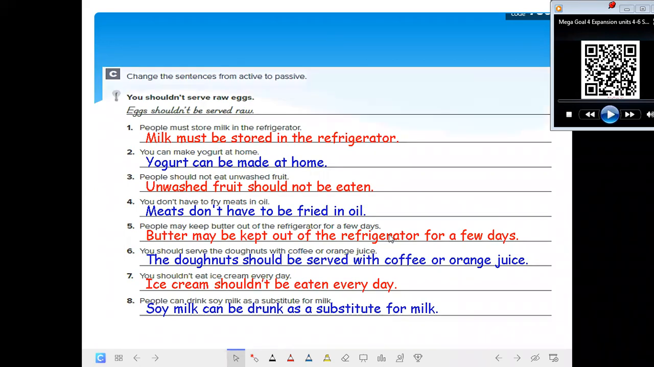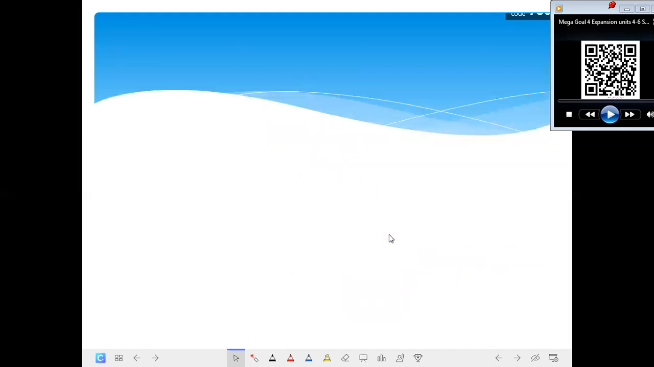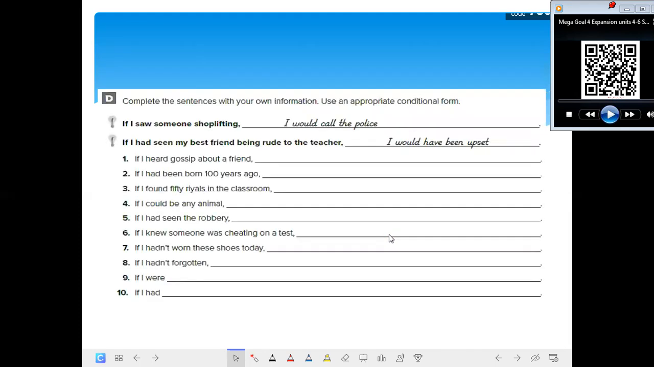Okay, now let's go to page 69. Page 69, as you see here, exercise D. Complete the sentences with your own information. Use an appropriate conditional form. I told you before how to use if to say the cause and the effect.